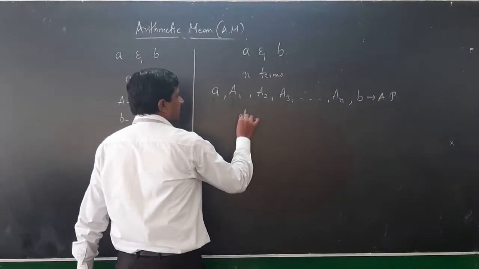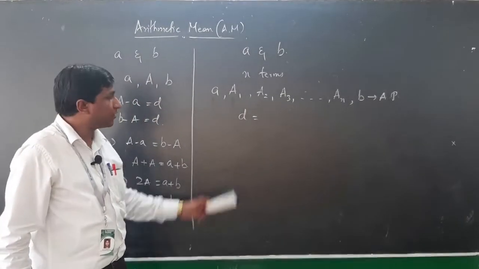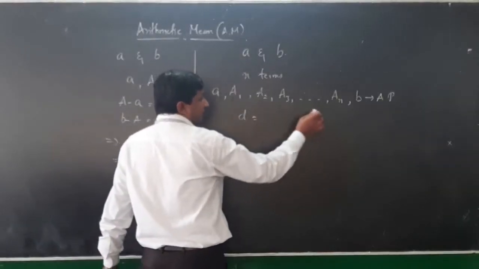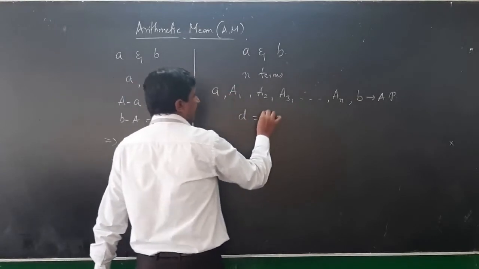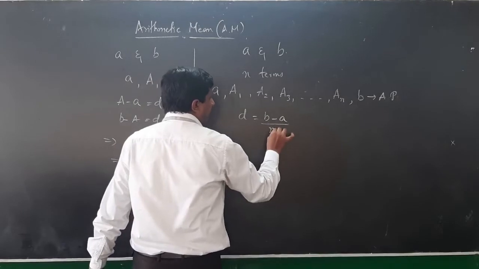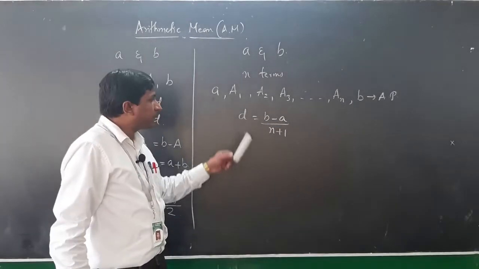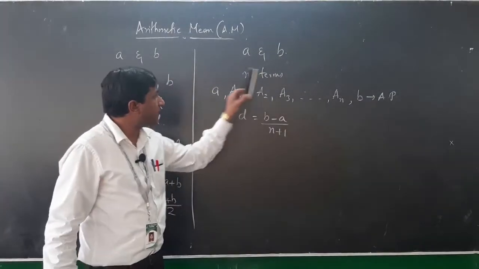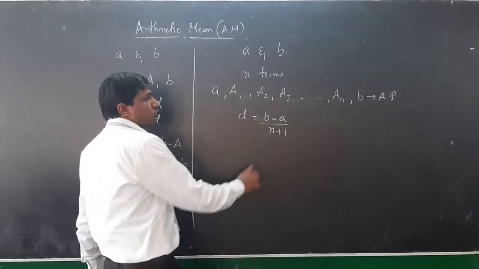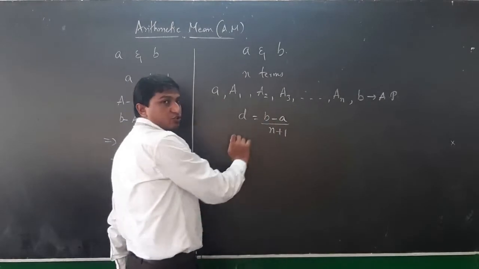First and foremost, we are going to find the common difference. The formula for the common difference d is equal to (b minus a) whole divided by (n plus 1). So you need to know this formula: d equals (b minus a) divided by (n plus 1). a and b will be given to us, so those are the two numbers.